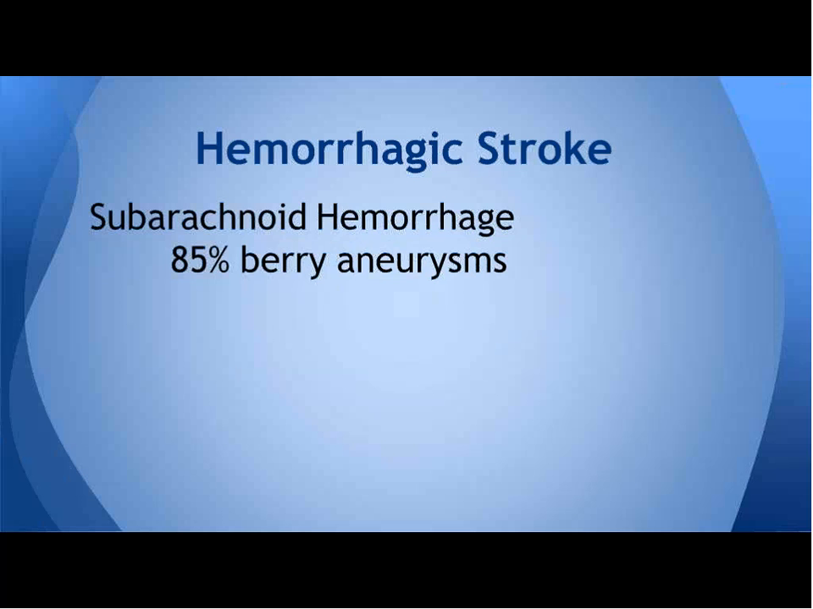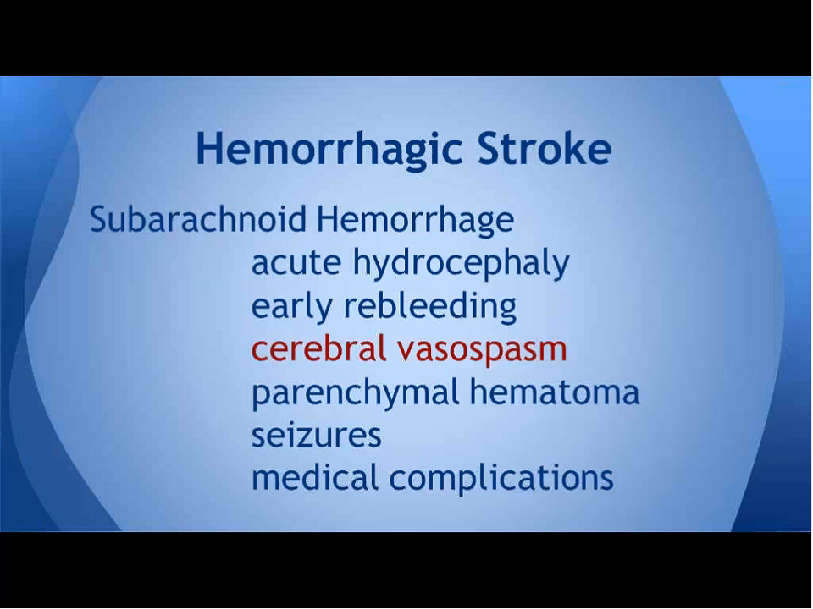So subarachnoid hemorrhage, 85% are berry aneurysms. They present with acute hydrocephalus, risk of early rebleeding, cerebral vasospasm as a late consequence, parenchymal hematoma, seizures, and medical complications.